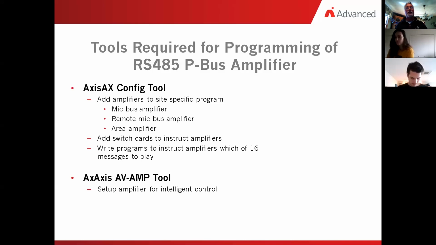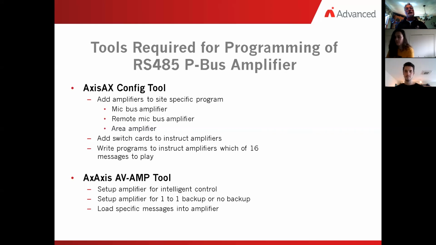Now, as far as the amplifier tool, this is where you set up the amplifier to be intelligently controlled versus hardwired controlled. And I'll show you that. We also set up in the amplifier whether it's going to have a 1-for-1 backup. We said it has 2 taps at 40 watts. We choose whether we're going to use both taps with no backup, or we're going to use only one of the 2 taps and leave the other one to back up that particular unit. This is also where you load specific messages into the amplifier. You create what you want for a signal in the building, and then you load those into the system.